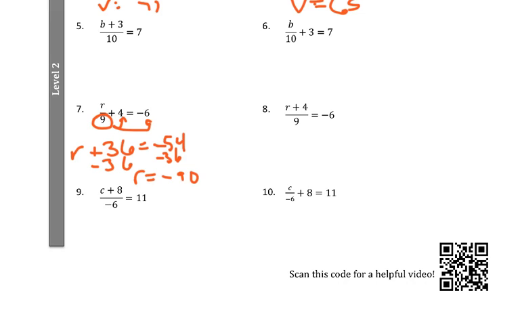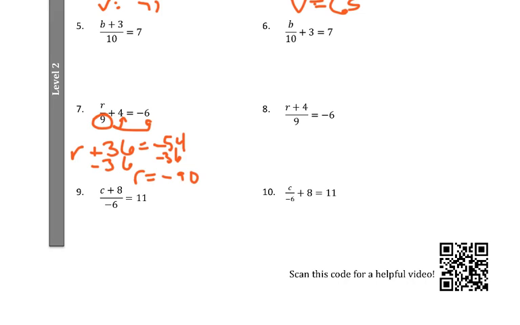Okay, so just 2 different ways. Either way, we got that r equals negative 90. And let's come over here to question, I think, did I get negative 90 the first time I did that? I should have. Yeah, I think I did.